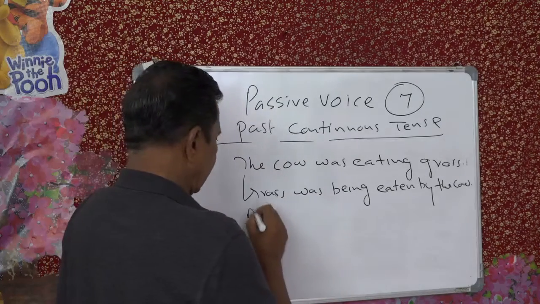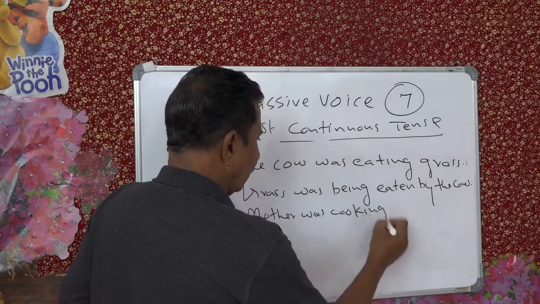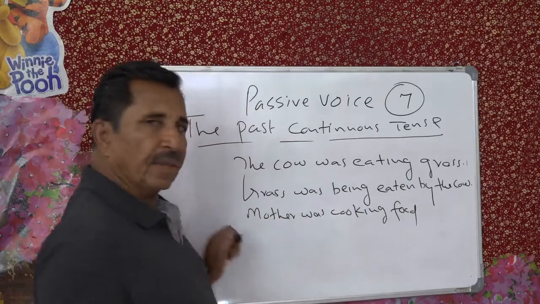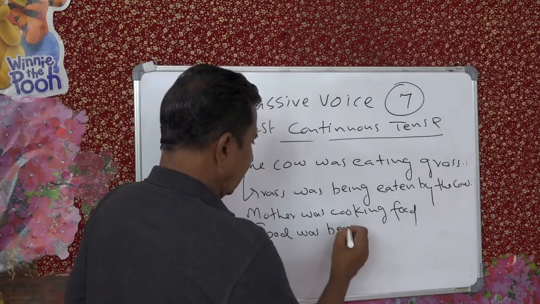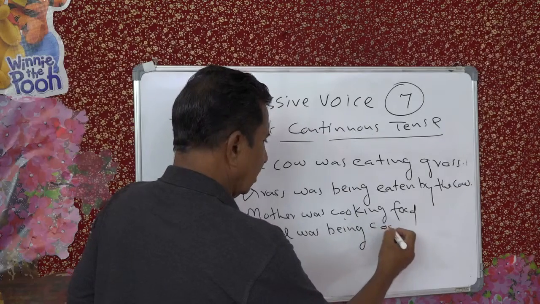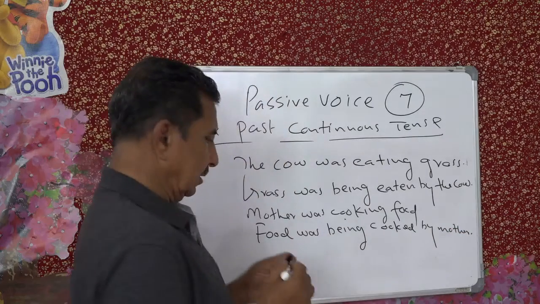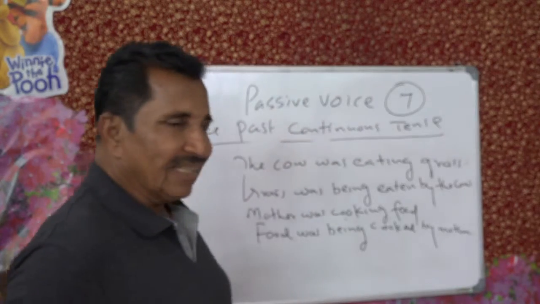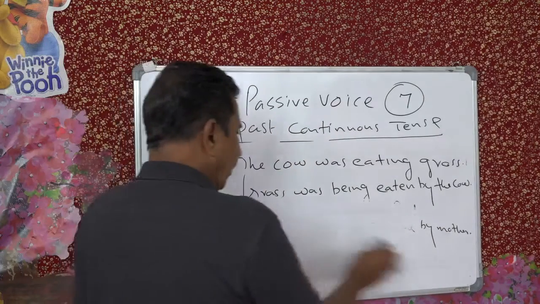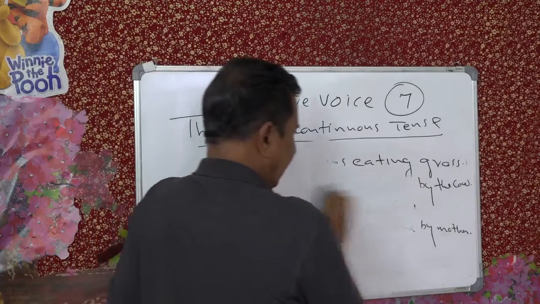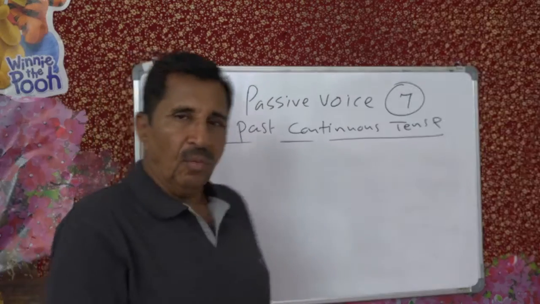Mother cooks food. Mother was cooking food. So what is the passive? Food was being, you have to insert being, cooked, past participle, by mother. I think that is easy for you. Simple. Because just like the present continuous, the difference is only here. For the past continuous, we had to use the past forms of be, that is was or were. And now you can see another one with were. Okay.